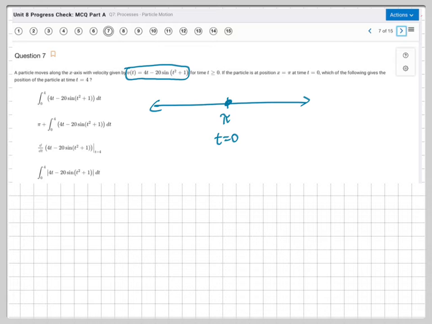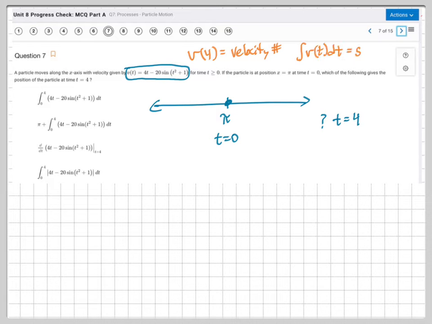Which of the following gives the position of the particle at time t equals 4? So at t equals 4, that's what we want to know. We don't know where on this number line the particle is at t equals 4. So really quickly, let's talk about a few things. If you were to plug 4 into the velocity function, you're going to get a velocity number. That's speed. It's not going to give you the position or anything of value for this problem. So we don't want that.